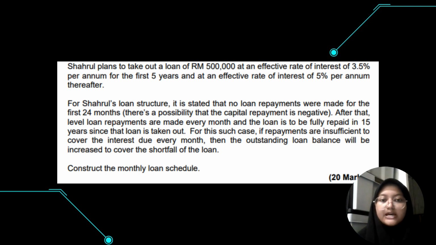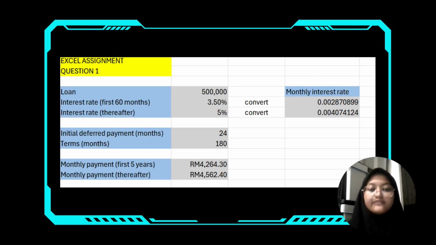For such a case, if repayments are insufficient to cover the interest due every month, then the outstanding loan balance will be increased to cover the shortfall. Construct the monthly loan schedule. So, after reading the question, the first thing that we need to do to answer it is to take out the information from the question.